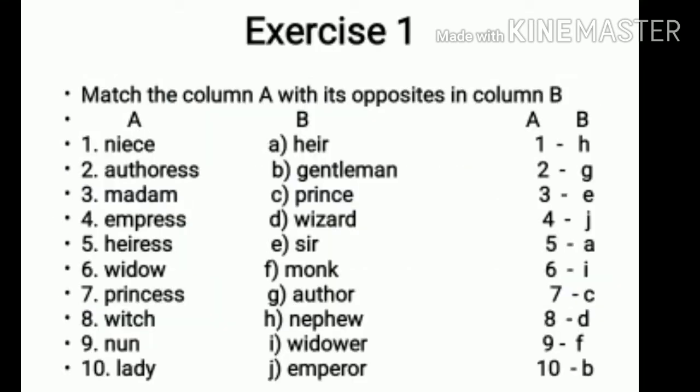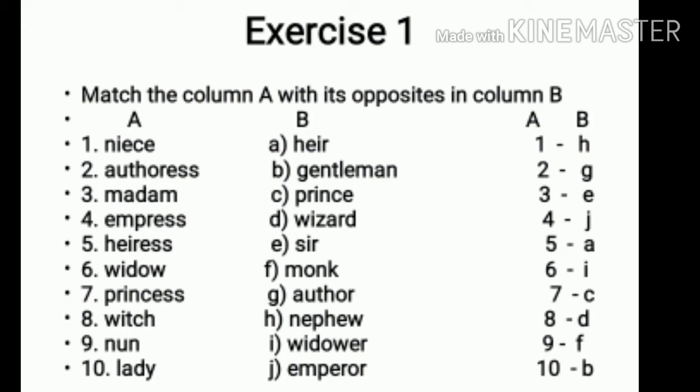Match the column A with the opposite in column B. It means both the genders are in the opposite. From masculine we have to make it into feminine or feminine into masculine. The first one, niece, will match with H, that is nephew. Second, authoress will match with G, that is author.